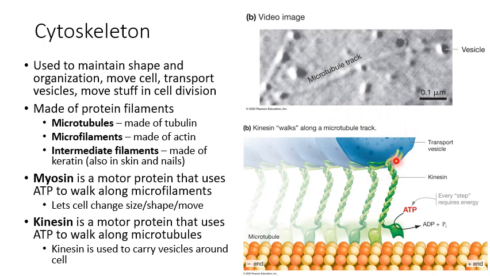The kinesin protein grabs the vesicle on one end. On the other end, it has a couple of feet that are going to use ATP to walk along the microtubule. And it just follows the microtubule as though it's like a road or a railroad track, basically, to get from point A to point B.